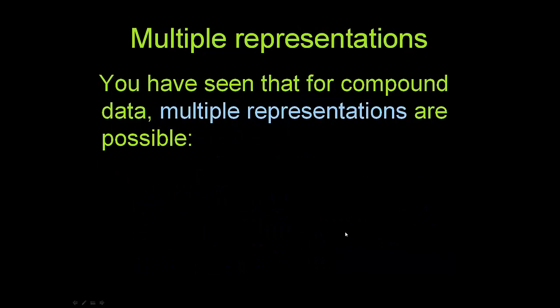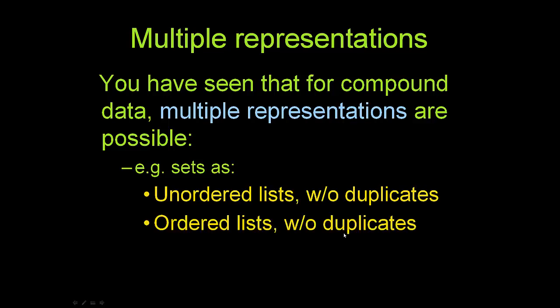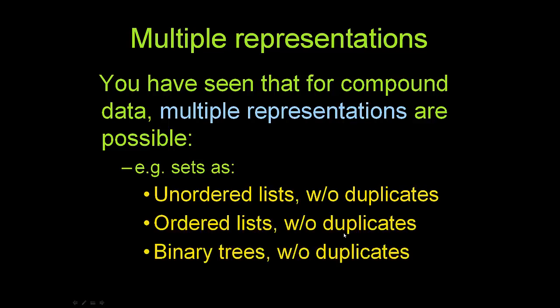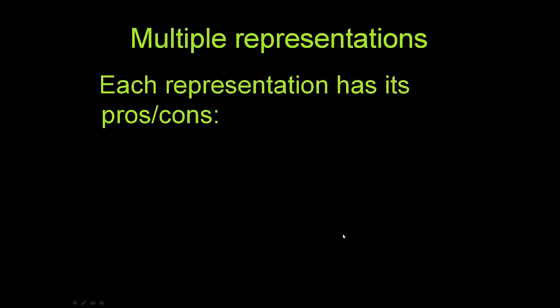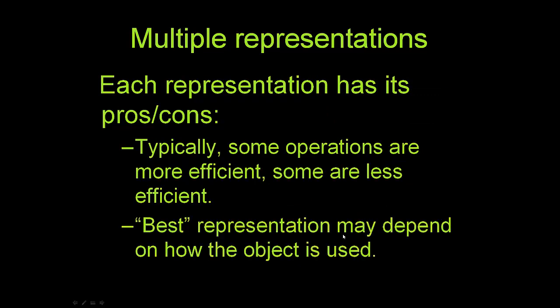So we have seen the examples that for compound data, you have many potential representations that you can choose. Okay, sets you can choose as an unordered list without duplicates, an ordered list without duplicates, or you can have it as a binary tree. Okay, again without duplicates. Right. The main thing is that each representation has its own pros and cons. Right. Typically, some operations are more efficient, others less efficient. The best representation depends on how the object is being used.